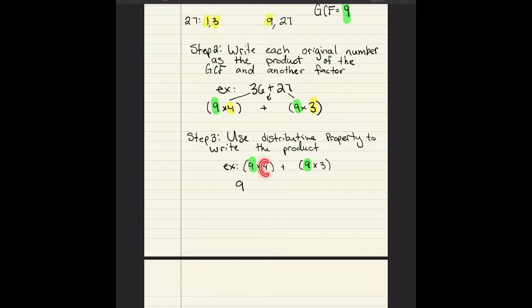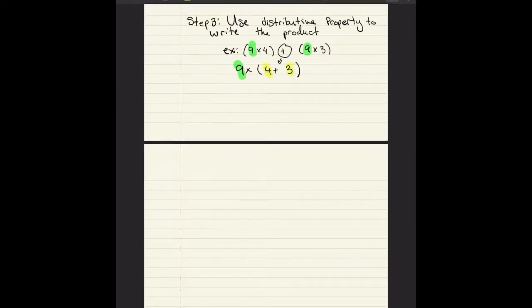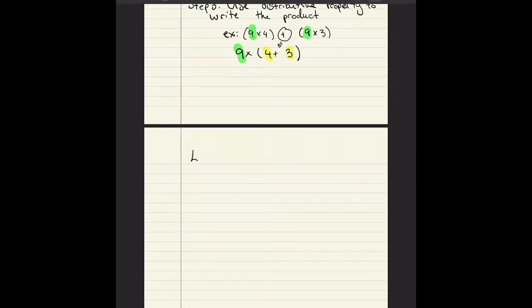And then we need to combine 4 and 3, but not with multiplication, because 4 and 3 are being multiplied by 9. So they both need to be multiplied by 9. So 9 times 4 and 3. And since we have an addition sign, it goes down. So now our GCF is here and our factors are in the parentheses. And that's your final answer. So let's practice that with an example.